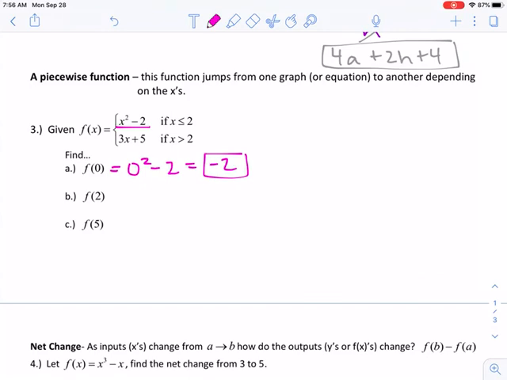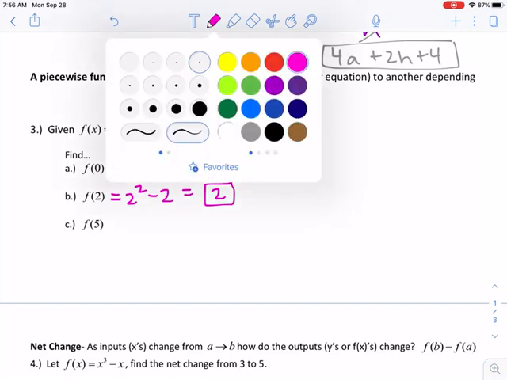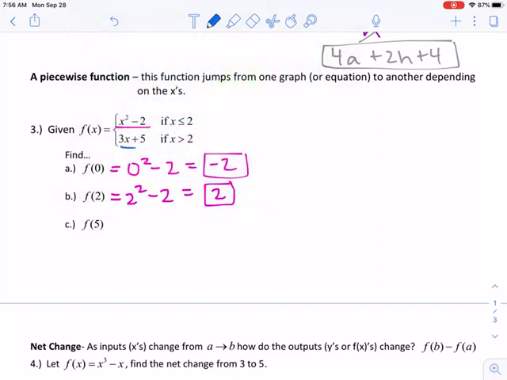If I want to evaluate f of 2, I'm still on the same graph because I can be on this parabola for x is less than or equal to 2. So when I plug a 2 in for my x here, 2 squared minus 2, 4 minus 2 is 2. If I want to evaluate f of 5, then I'm going to be on the line. So when I plug a 5 in for my x, 3 times 5 plus 5 gives me a y coordinate or a value of 20.